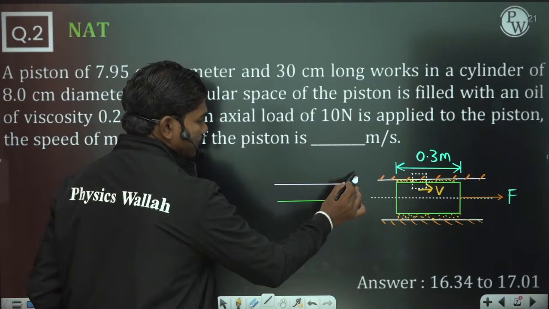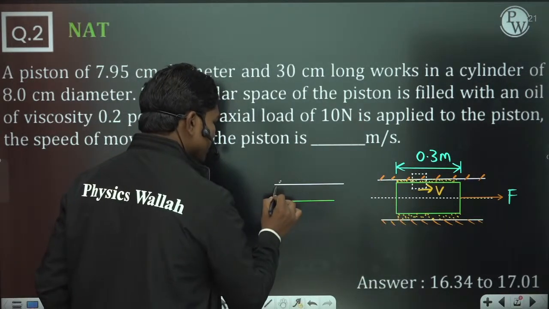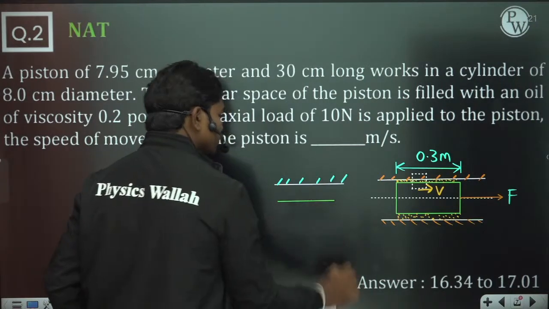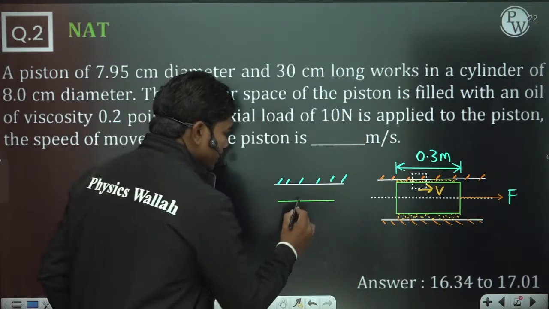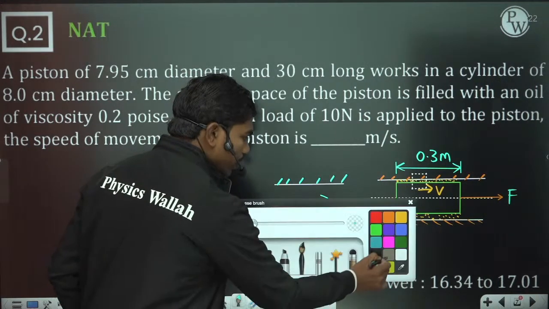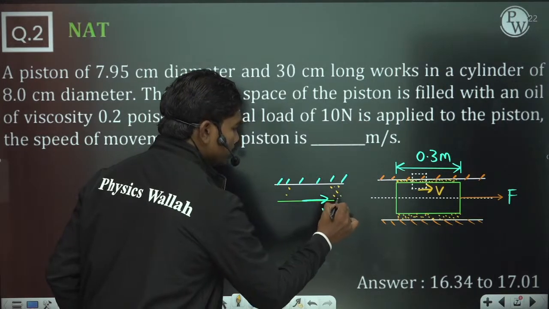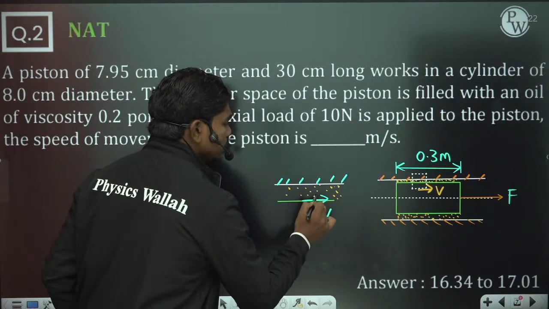This is the wall of the cylinder. I am just exaggerating the small gap between them. Okay, so now tell me one thing. If this is fixed like this, and this is moving with a velocity V, there is some viscous oil in between this piston and this cylinder.